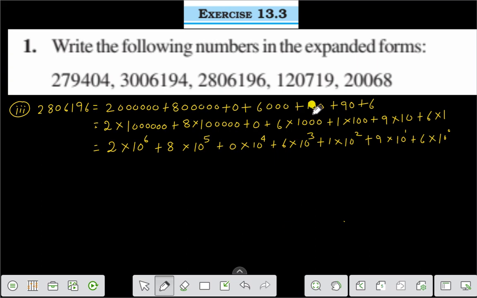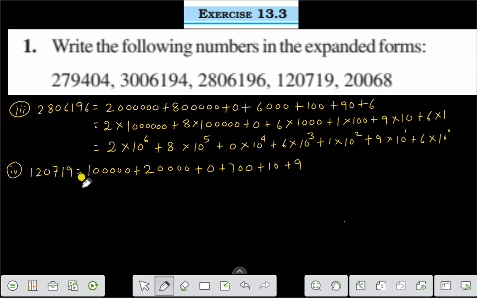Question number 4 is this one. The number is 120,719. That can be written as 1, how many digits? 1, 2, 3, 4, 5. Plus 2, 1, 2, 3, 4 zeros, plus 0, plus 700, plus 10, plus 9.